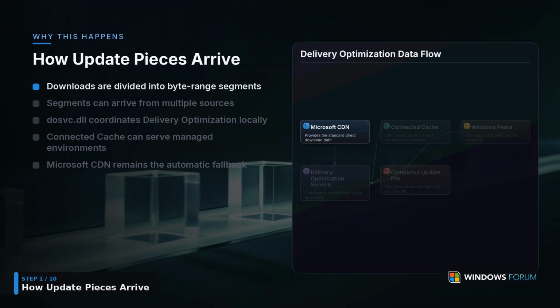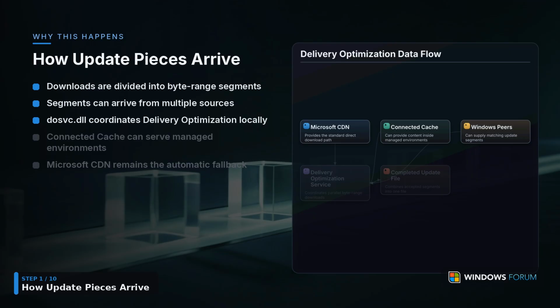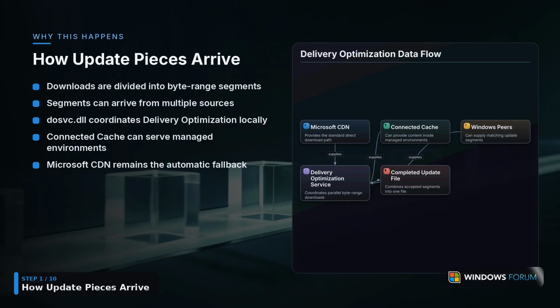Delivery optimization does more than apply a speed limit. Its local service, dosvc.dll, runs inside a shared network service svchost process and divides downloads into byte range segments. Your PC can fetch different pieces in parallel from Microsoft CDN, nearby peers, or a Microsoft Connected Cache server in a managed environment. It then combines those pieces into the completed file. If peers or a cache cannot provide the content, Windows automatically uses the standard Microsoft download path.